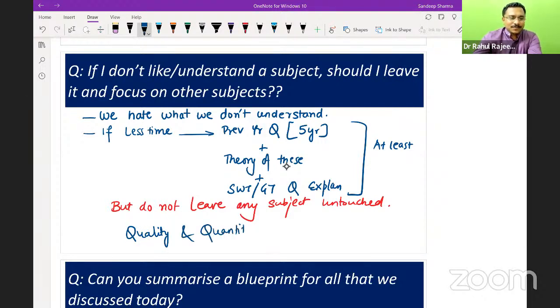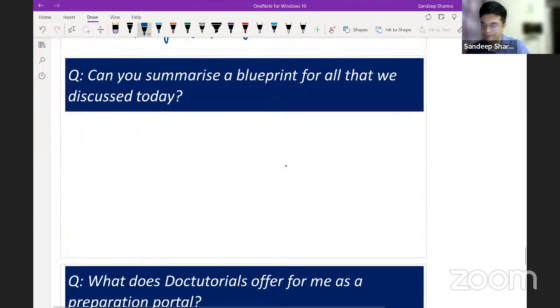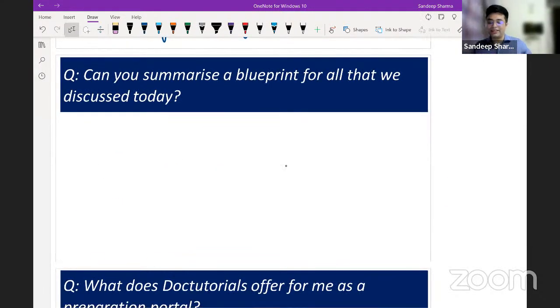Okay. Rightly said, sir. So, sir, would you like to summarize a blueprint of all that we discussed today? Or should I be adding to it? One of you can just summarize the key things here, and then I can write down the key points and summarize it here.